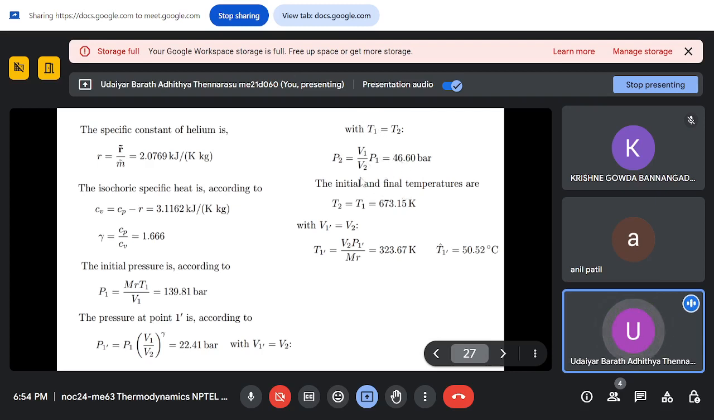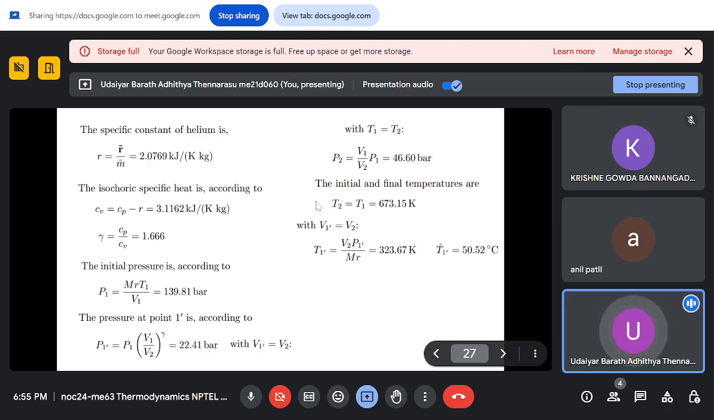So from there we will see P2 is V1 by V2 into P1. V1 by V2 is 1 by 3, so the pressure is known, and P2 will be 46.60 bar.